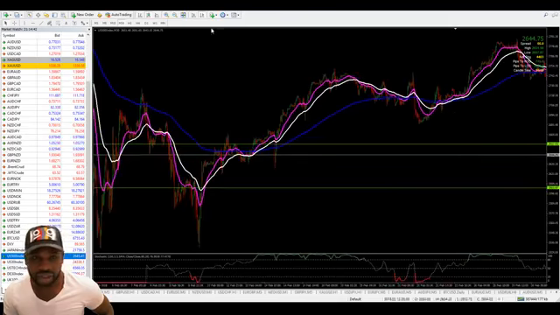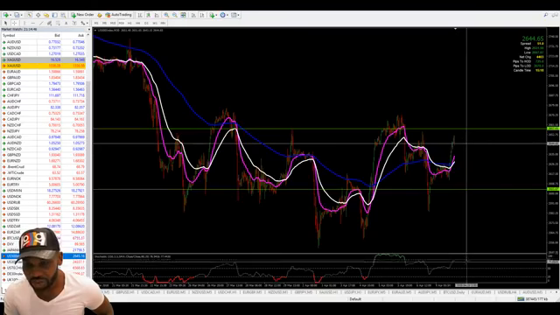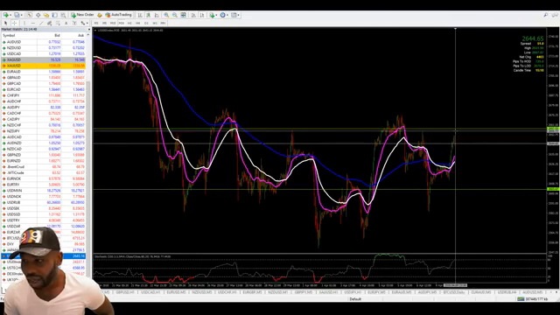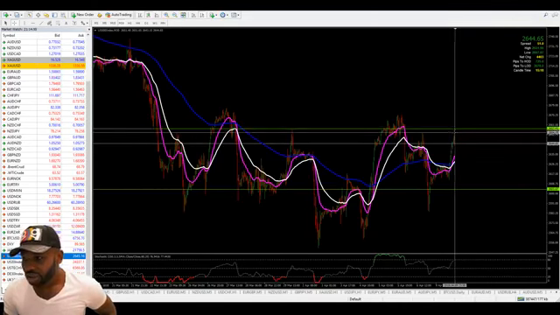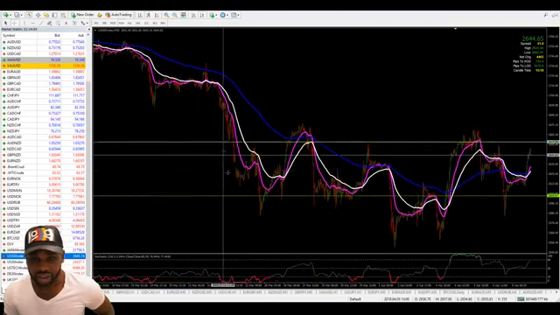What does 30 minute look like? 30 minute almost there. We might start poking into this overbought situation when we get to that level. But short-term, the market's pretty oversold. But I'd be looking, you can even see this area here.